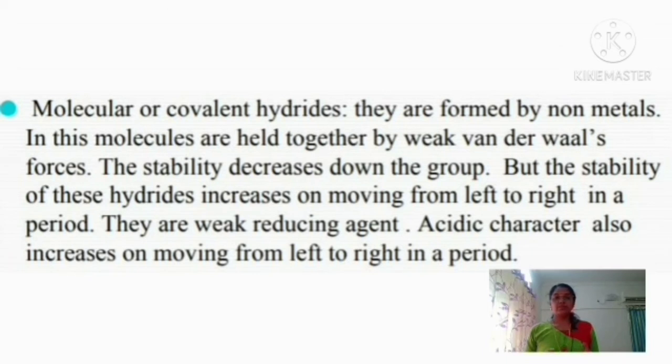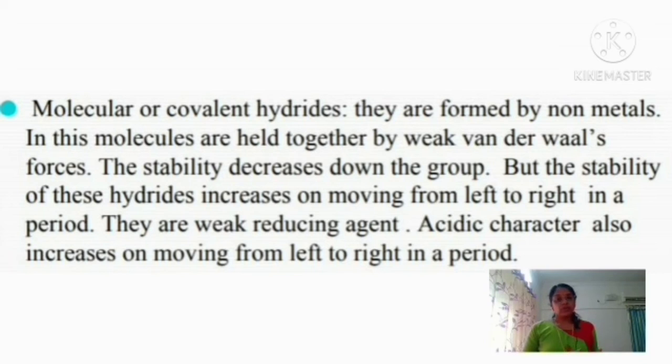For example, when we take the nitrogen hydride, that is ammonia, then phosphorus, that is phosphine, and arsenic hydride, bismuth hydride, etc. In this, ammonia will be highly stable compared to bismuth hydride, because the size of the element increases, so the stability decreases.